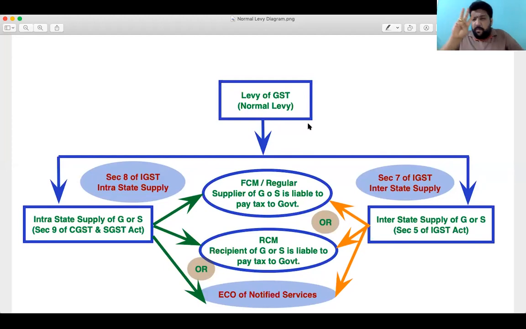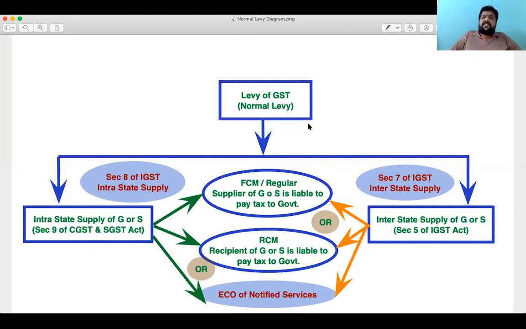There can be only three possibilities for a transaction. You will ask either the supplier to pay tax, which is forward charge. Many times only forward charge is applicable. Or you will ask the recipient to pay tax only on identified transactions. Exceptionally, on three transactions, you will ask the e-commerce operator to pay tax, where location of supplier and place of supply happens within the state as per Section 9 of the CGST Act. As per Section 5 of the IGST Act, same if it is an interstate supply.